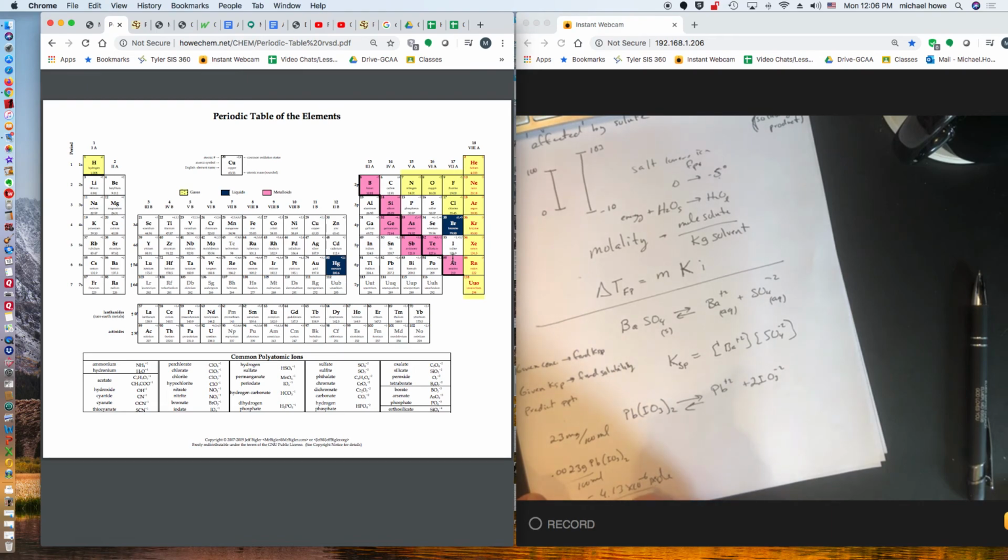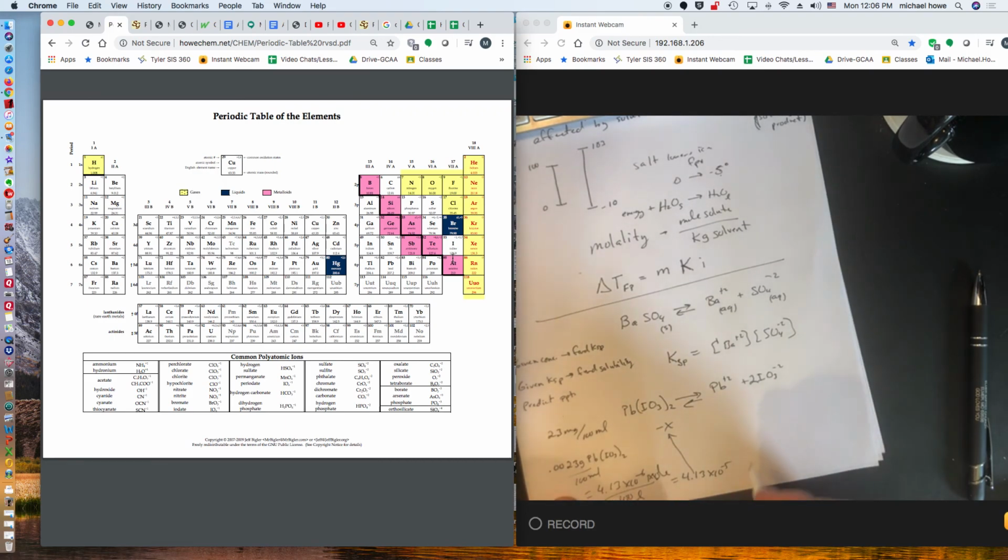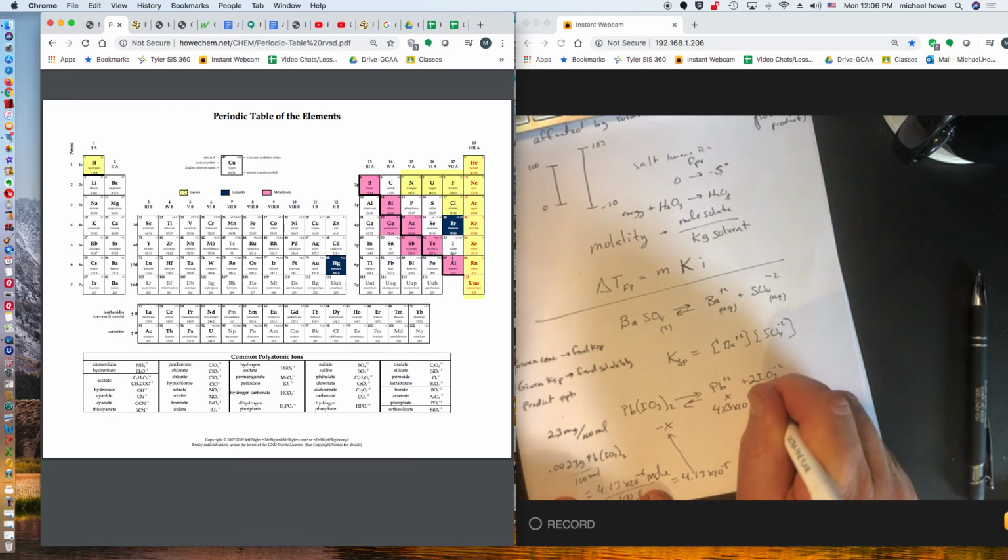Moles divided by 100 milliliters, which is 0.1 liters. So I divide that by 0.1, I do that on the side, and my total solubility would be 4.13 times 10 to the negative 5th. So some of this reacts, X amount, but now we know what X is. X is 4.13 times 10 to the negative 5th. So this is 4.13 times 10 to the negative 5th because that would be X, and this would be, of course, 2X because of the 2-to-1 ratio. So this would actually be 8.26 times 10 to the negative 5th.